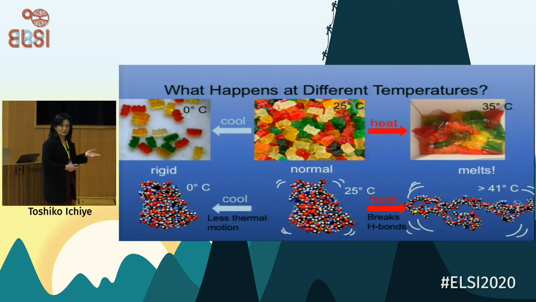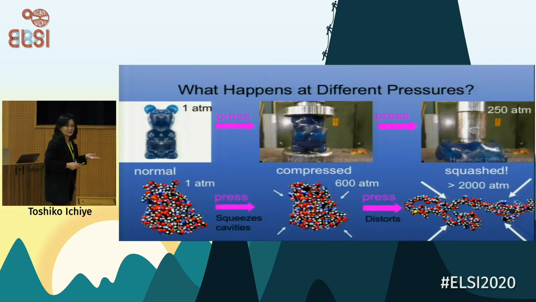That's actually what happens with a protein. At normal temperatures, a protein exhibits thermal or Brownian motion. If you cool it, there's less thermal motion. If you heat it enough, you break the hydrogen bonds and you melt the thing. We have less of an intuition, though, about what happens at different pressures.